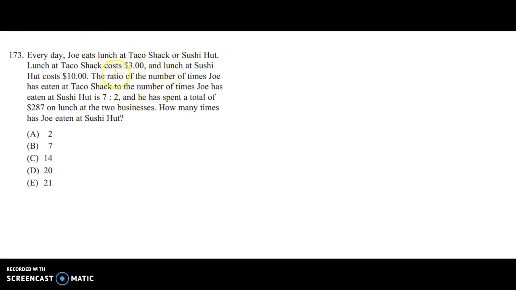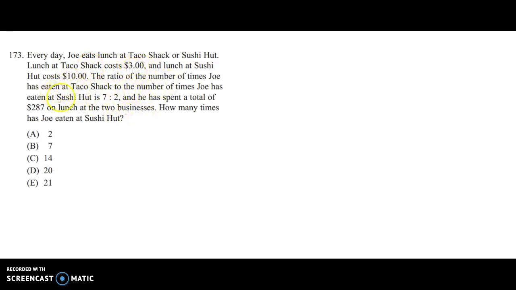Let's continue on with a couple of these ratio problems here. And in this case, we're dealing with something that's a little bit more complicated. Let's look at this one for a moment. So it says, every day Joe eats lunch at these places. It costs such and such to eat there, such and such to eat there.